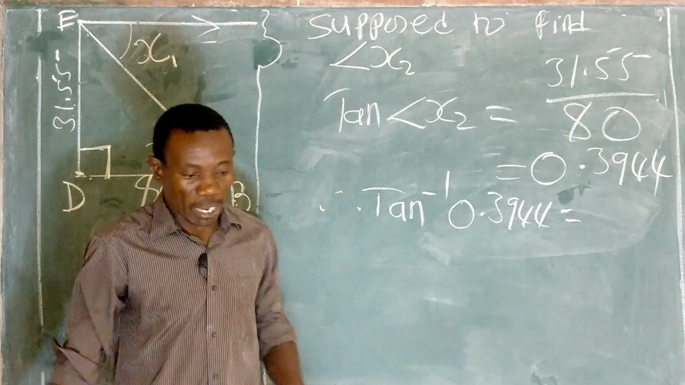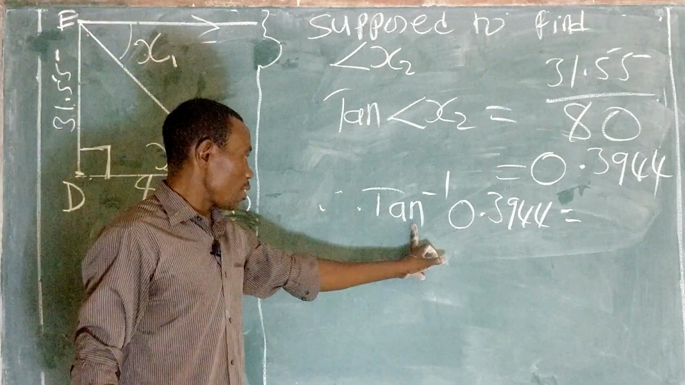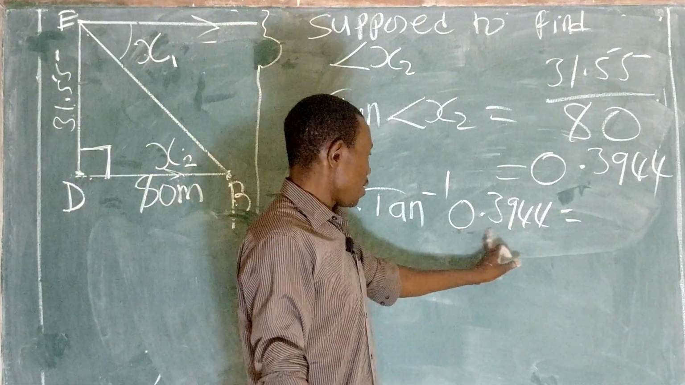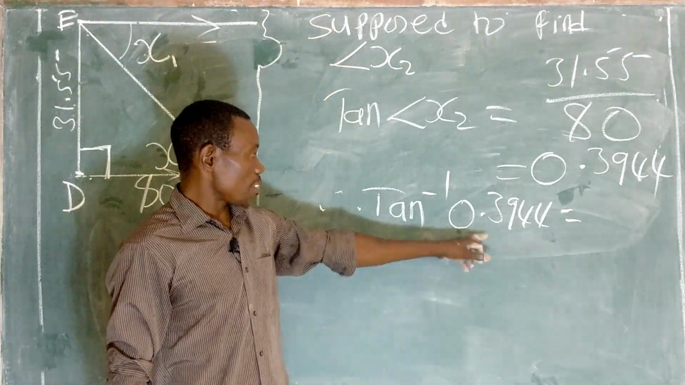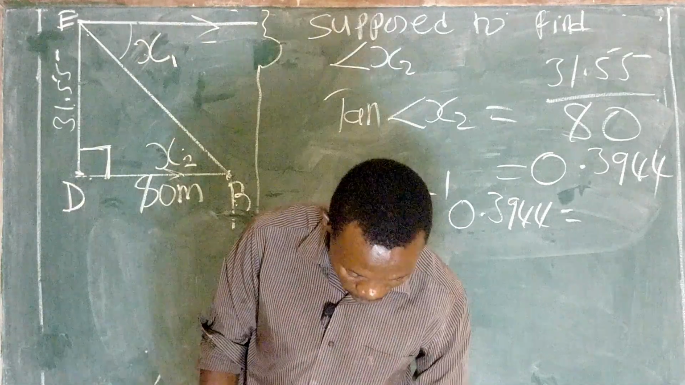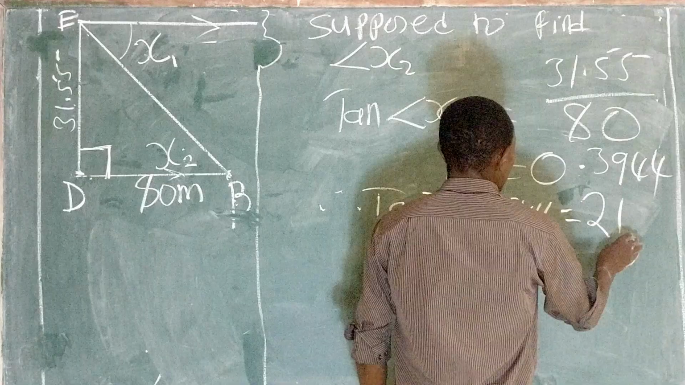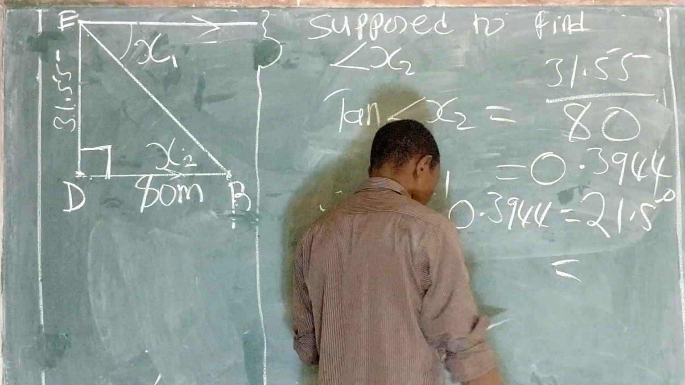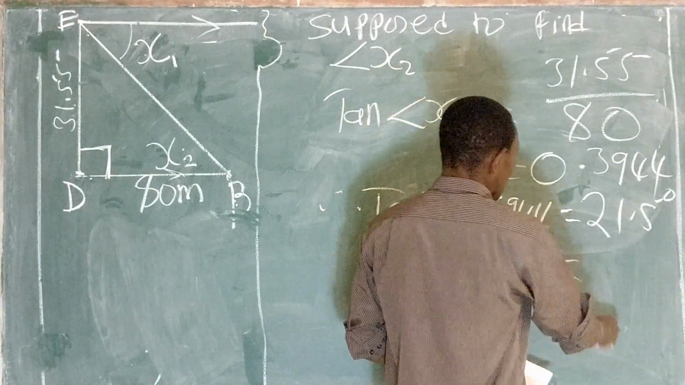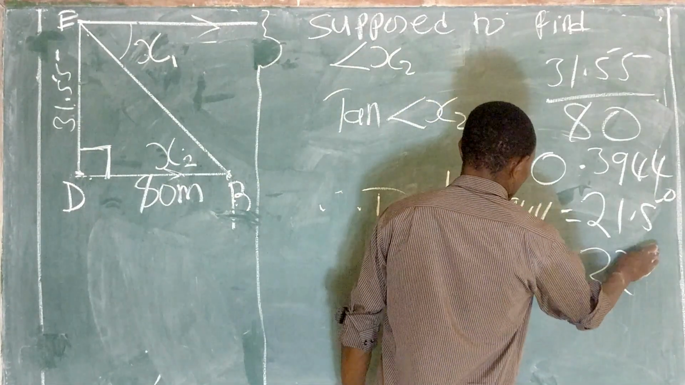Using a calculator, follow all those steps: press second function, then tan, and you will see that inverse symbol. Then enter the number 0.3944 on the calculator, and you can find the value of the angle there, which is 21.5 degrees, which can be expressed to the nearest whole degree as 22 degrees.